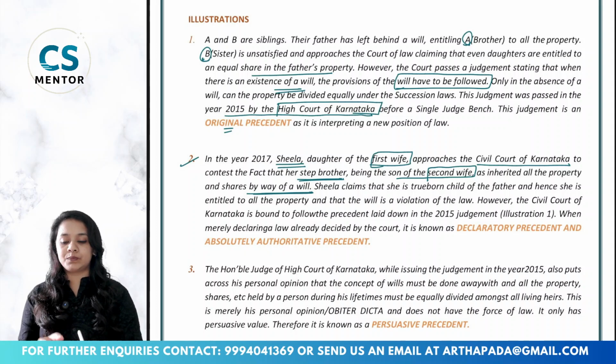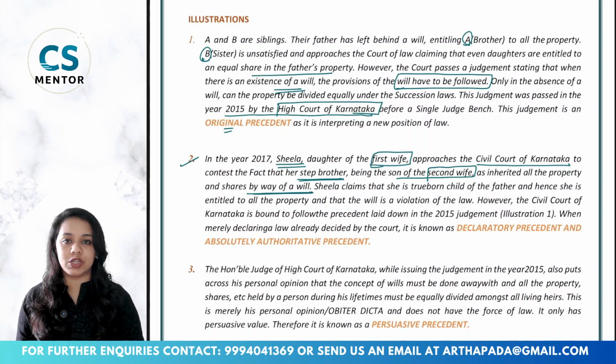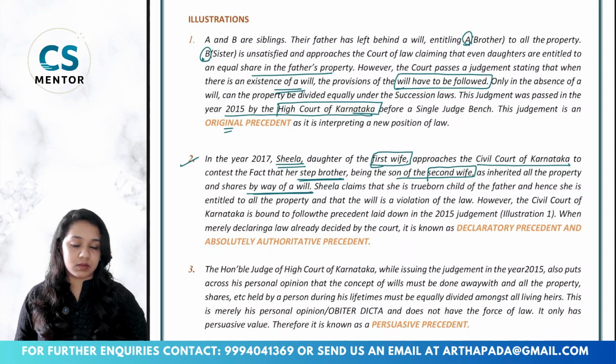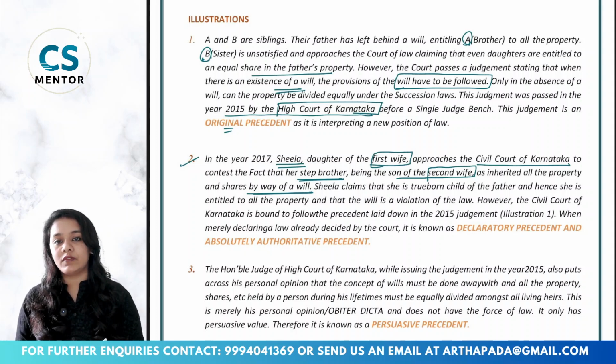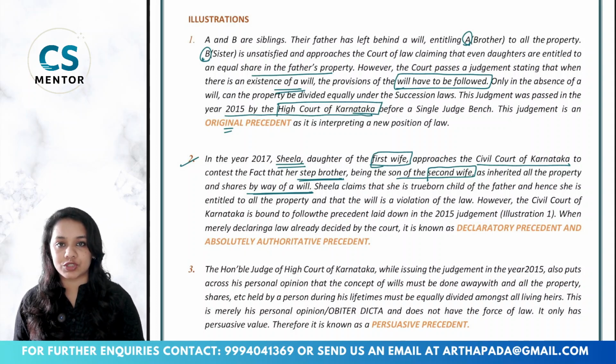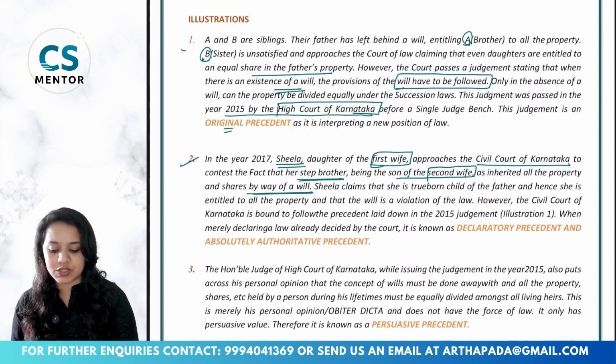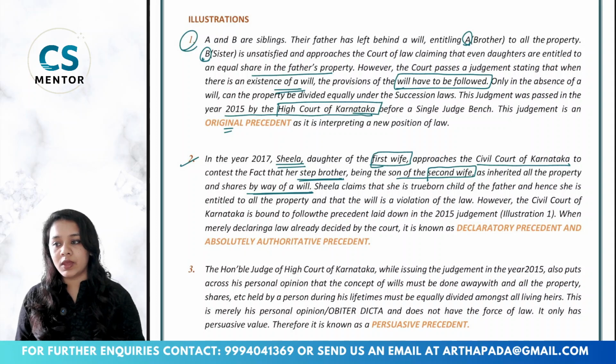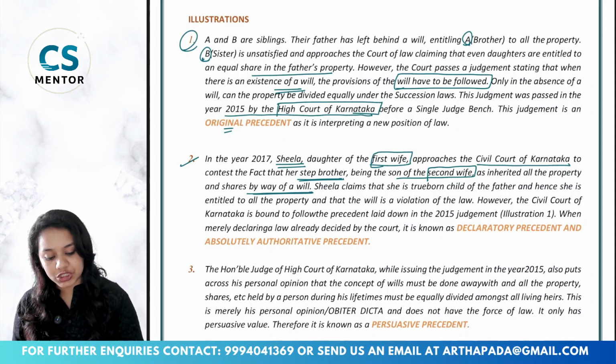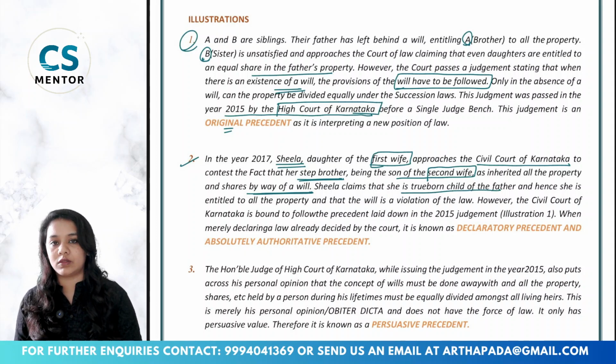So the father has had a first wife, has a daughter as a result of the first wife, Sheila. First wife passes away. He marries another lady, the second wife, and has a son as a result of that marriage. Now, the son is the one who inherits all the property of the father. Don't you think it sounds very similar to illustration number one? Okay. And here Sheila claims that she is the true born child of her father.